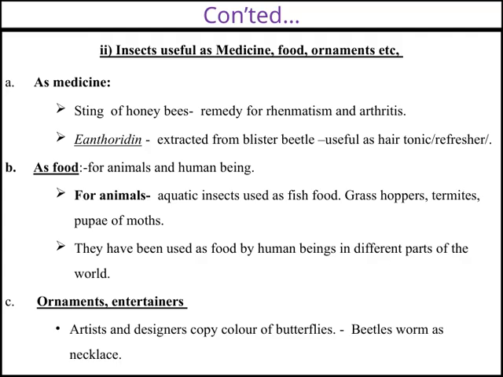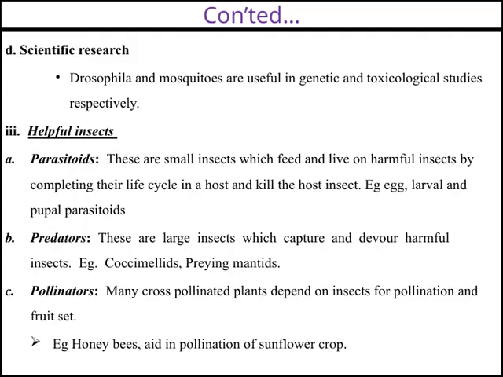In addition, insects are used for ornaments and entertainment. Artists and designers often imitate the vibrant colors of butterflies in their work. Beetles and worms are sometimes used as jewelry, like necklaces or decorative pieces, highlighting their aesthetic appeal. Lastly, collecting insects is a popular hobby for many enthusiasts. It's a way to appreciate their diversity, beauty, and the intricate details of their forms. So, as you can see, insects play a versatile and important role in our lives, from medicine and food to art and recreation.